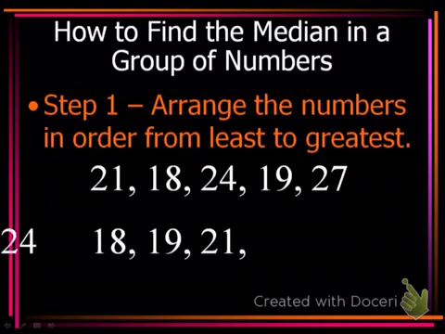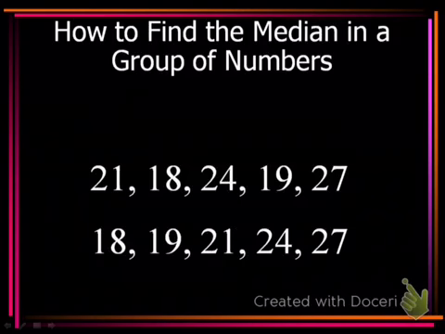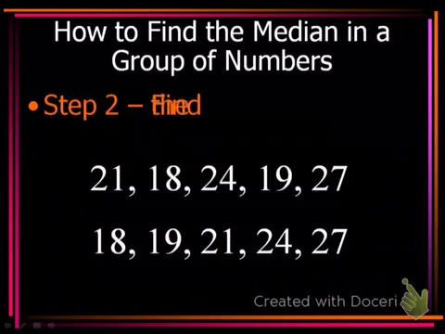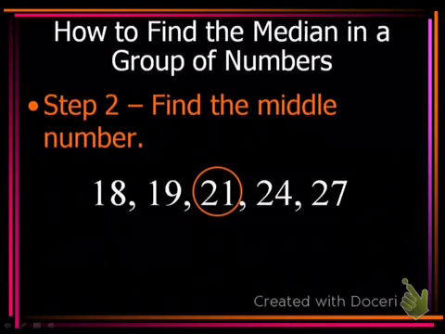So if we were doing this, it would be 18, 19, 21, 24, and 27. The next step would be to find the middle number. So, since we have an odd amount of numbers, we would circle the 1 in the middle, which in this case is 21. And 21 is our median.